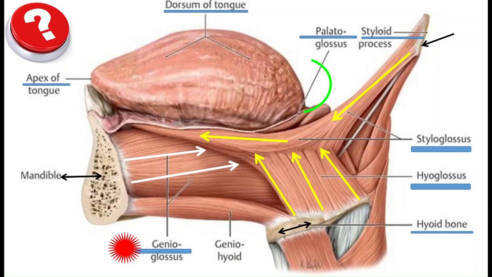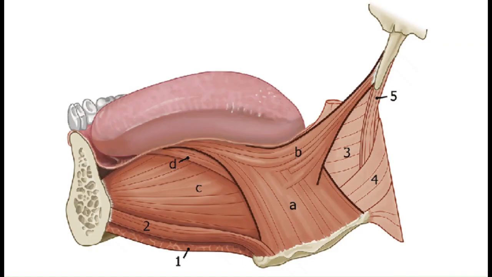That is indicating that the genioglossus is a special muscle, and we use it to test the hypoglossal nerve. This slide is to be left to you to decide and describe what is 1, what is 2, what is A and B and C and D, to practice your understanding.